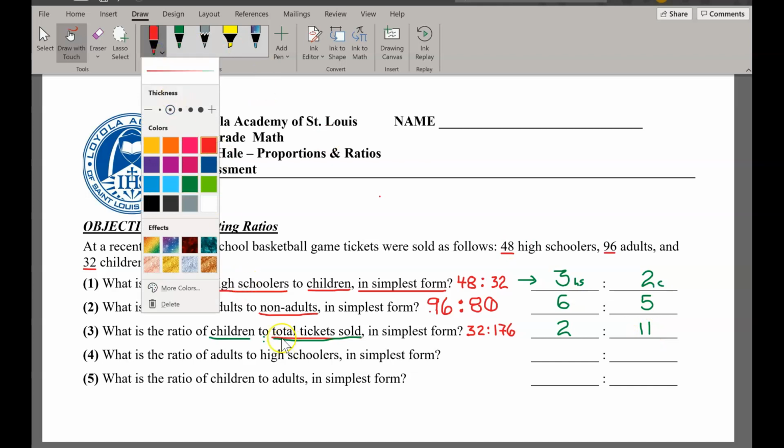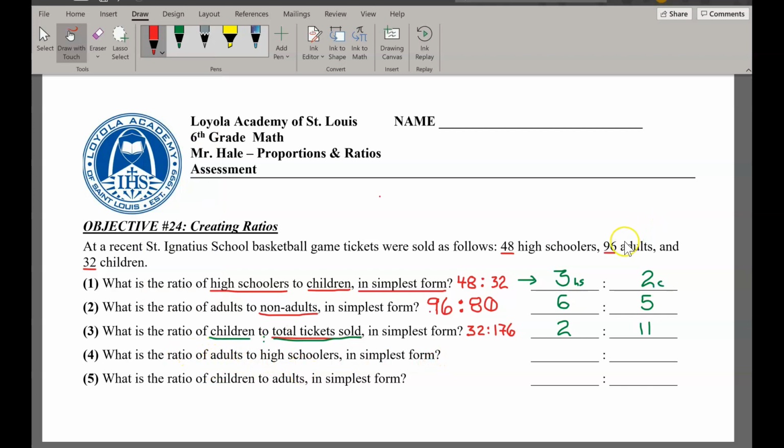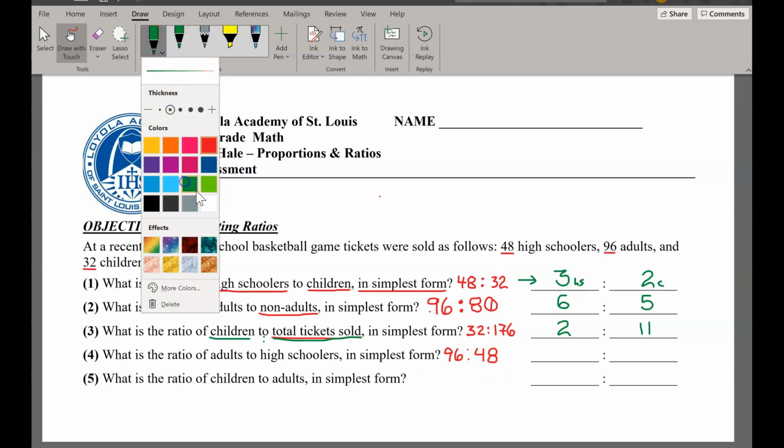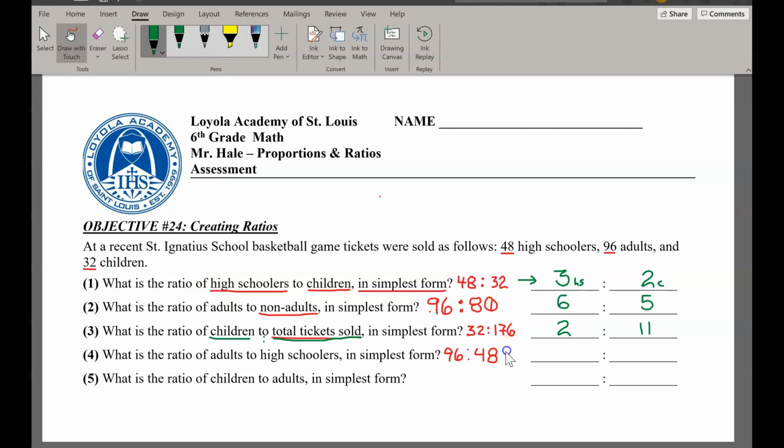All right, example number 4. Adults to high schoolers. How many adults are there? We know that. It's 96. Put our colon in the middle. How many high schoolers are there? We know that. It's 48. Now this one is not going to simplify by 16. We could start out by simplifying by 16. We've already simplified 96 by 16. 96 divided by 16 is 6. And we've already simplified 48 by 16 up in number 1. 48 divided by 16 is 3.